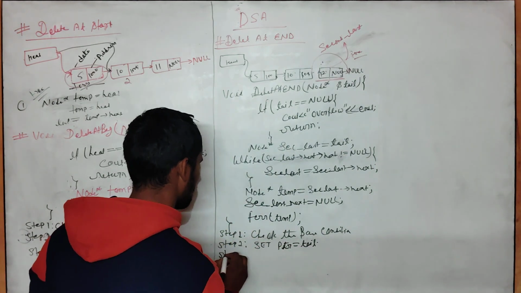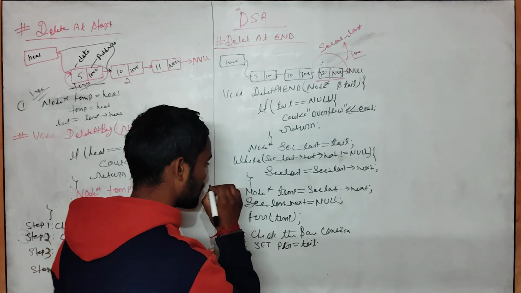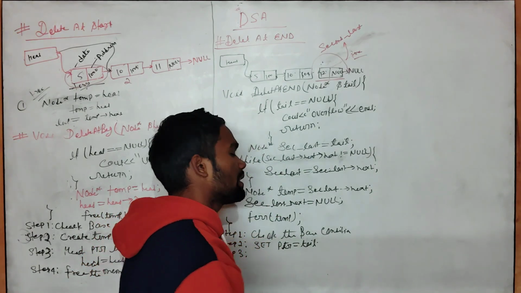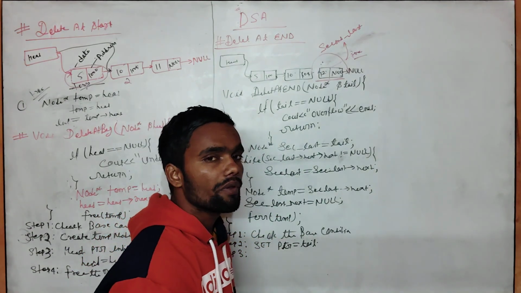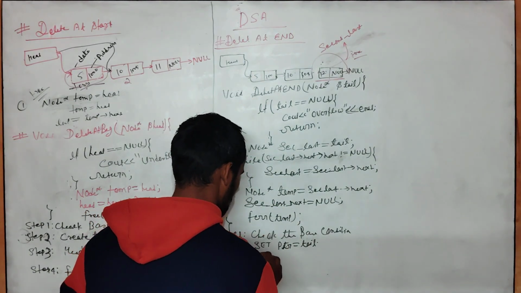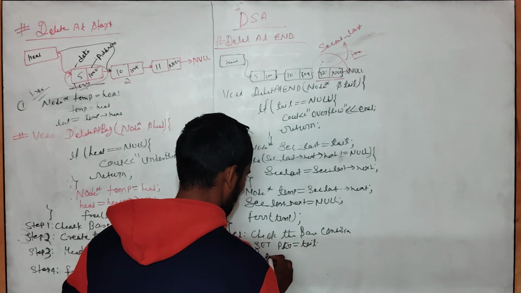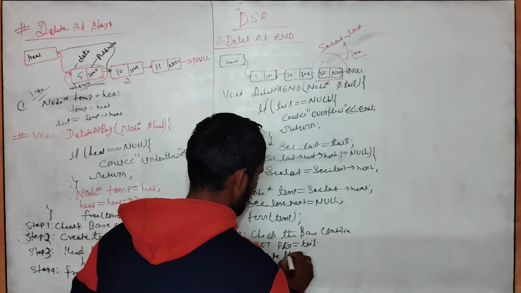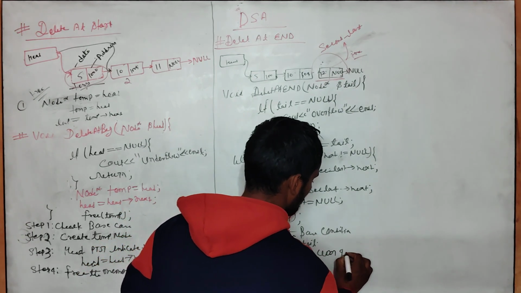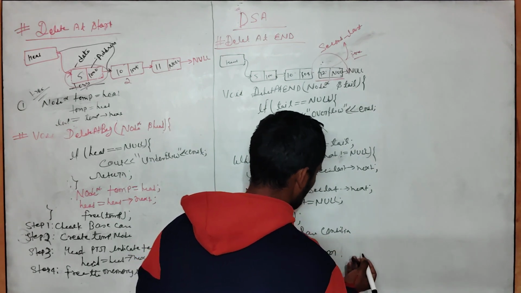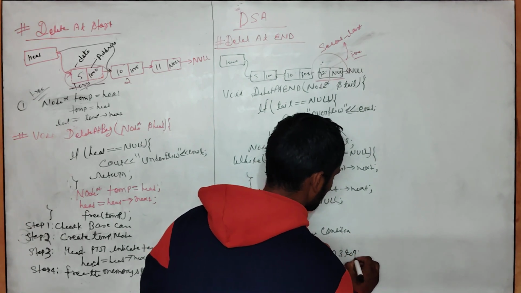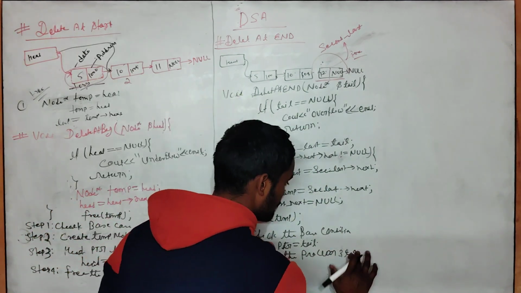Next, step 3. What will we write here? We need to traverse. We can say that we need to use one loop and repeat the process from 3 to 4. Repeat the process till 3 to 4. Fine.